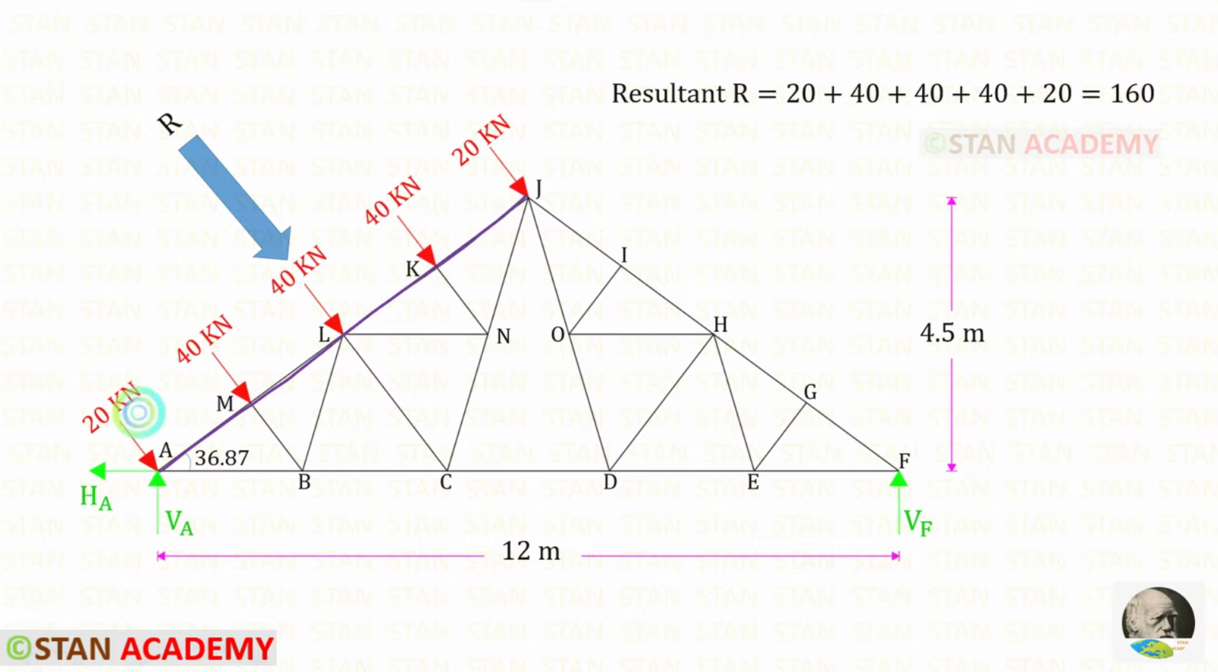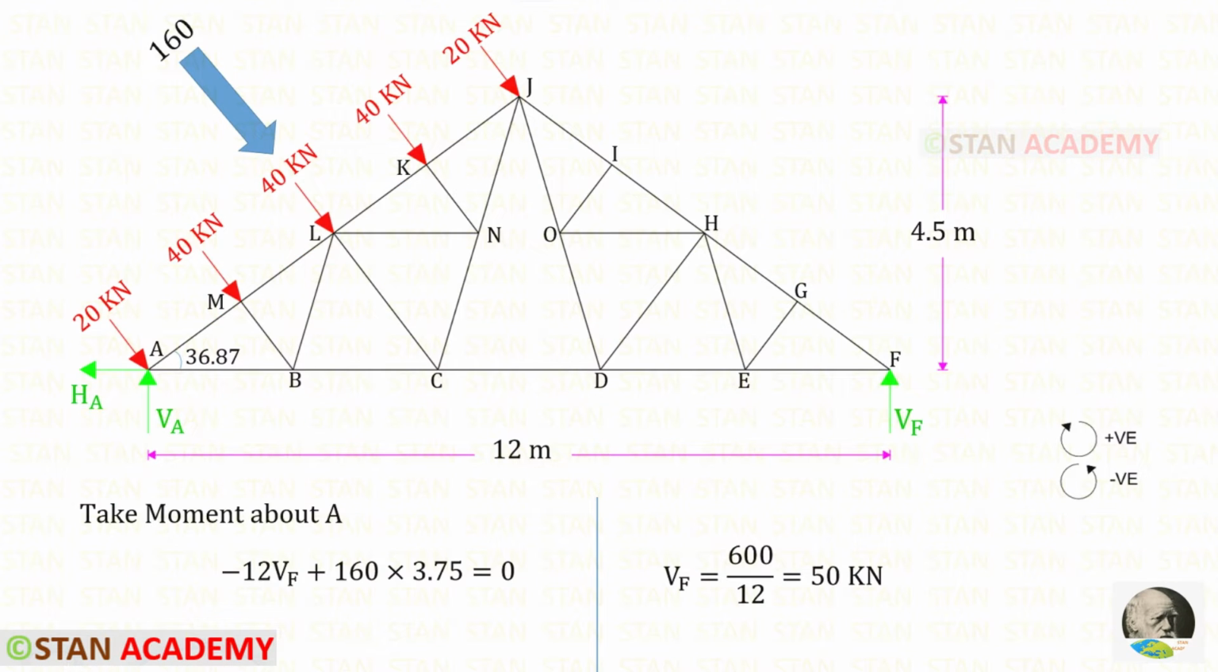About AJ, these 5 loads are symmetrical. In this case, we can find the resultant in the center L. We need to add all of the loads. When we add, we will get 160. Now we are going to find the reactions. To find VA, it is a little difficult. So first, let us find VF.